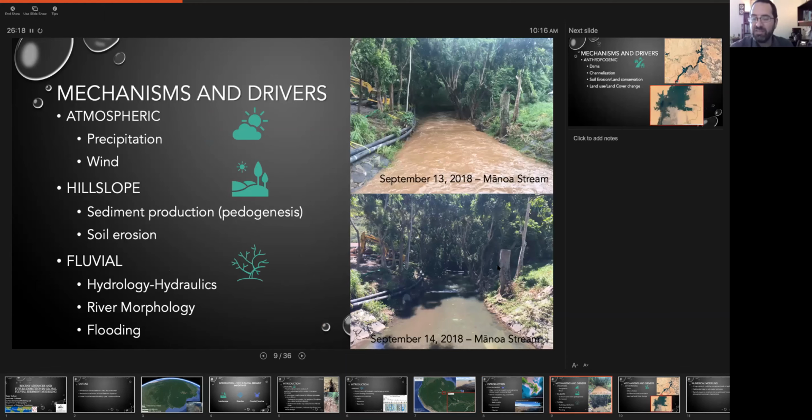All right, the next topic I want to talk about very quickly, I'm sure many of you are aware of a lot of that, is the main mechanisms and drivers that control fluvial sediment. And again, this is a very, very quick and dirty overview, and again, not a lot of surprises there. But especially when we go into the modeling of this, there are several processes and drivers that we need to consider. The first being atmospheric, right?